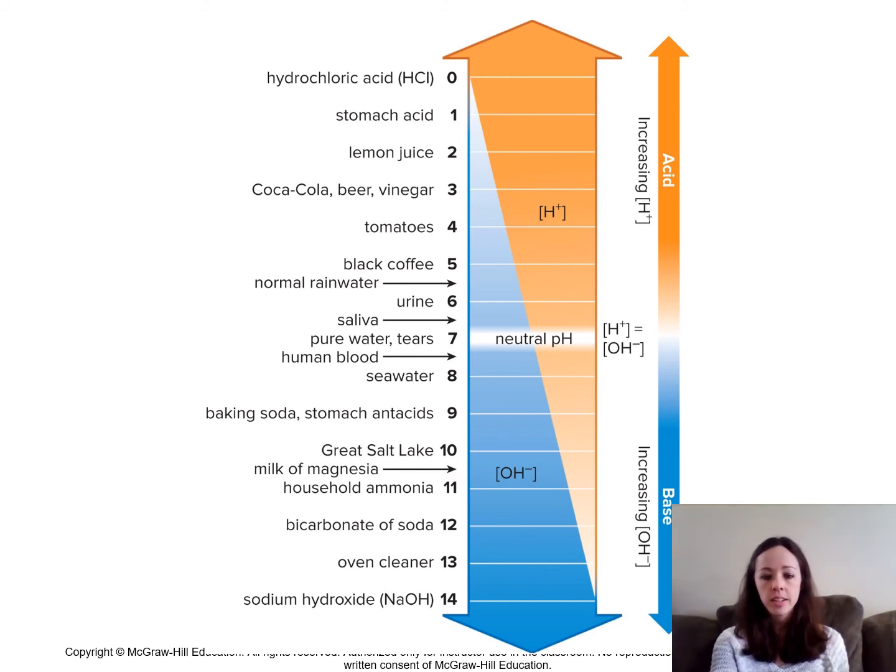Each number represents either a tenfold increase or a tenfold decrease in the amount of hydrogen or hydroxide ions, depending on the way you go. So a pH of 2 is going to have 10 times the amount of hydrogen ions as a pH of 3, while a pH of 12 is going to have 10 times the amount of hydroxide ions as a pH of 11.